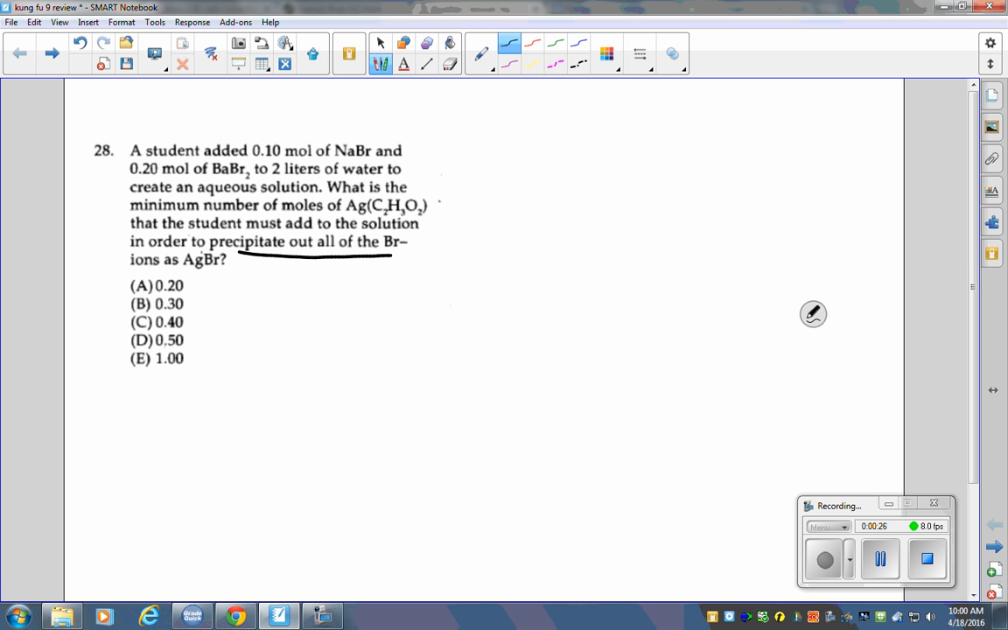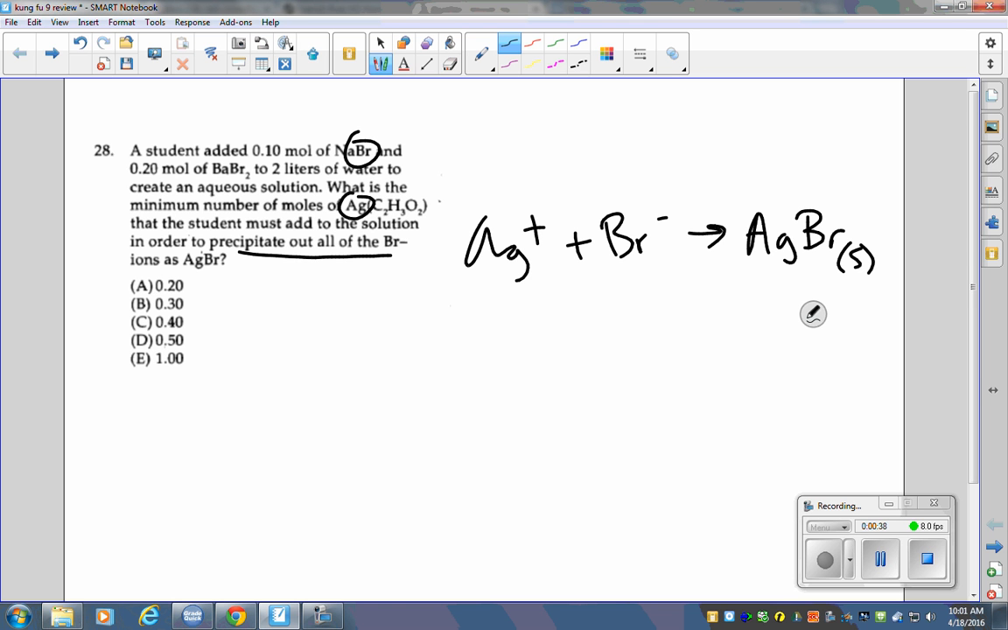a net ionic equation. Well, you got Ag and you got Br, so I'm going to do this. I'm going to go Ag plus Br minus, I'm going to arrow AgBr. It's a solid. Because whenever I do gravimetrical analysis, I want to use the net ionic reaction. So then what I'm going to do is I need moles.